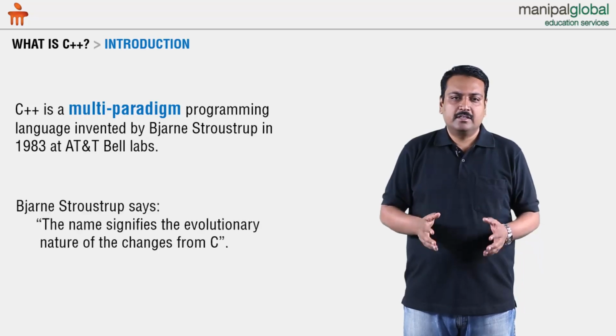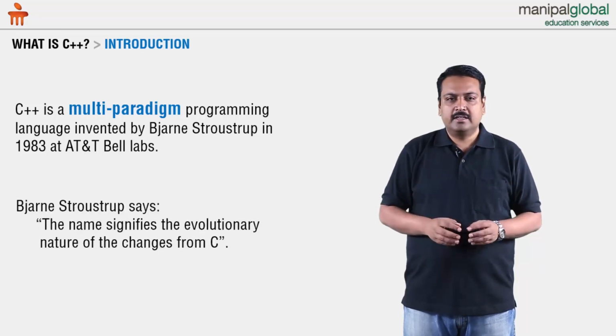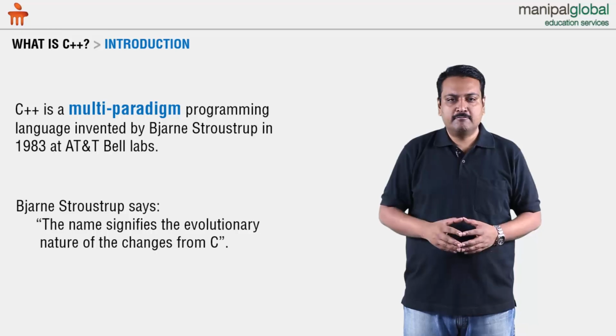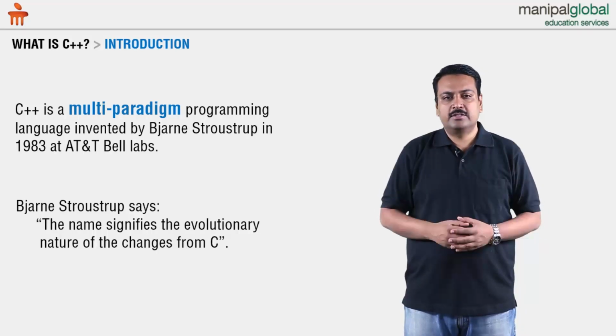Stroustrup says that C++ signifies that it is an evolutionary change from C, in the sense that there are many capabilities that are there in C++ that are there in C. In fact, we can say that C++ is a superset of C.